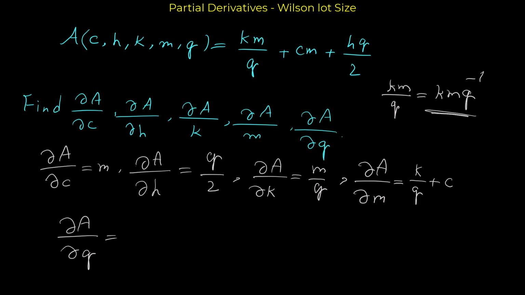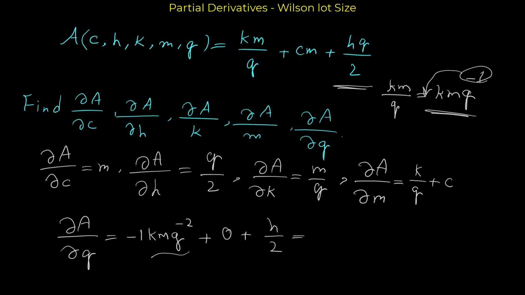If you write Km over Q in this form, then the derivative of this, based on the power rule, we bring this power down to here. So negative 1 Km Q to the negative 2. Derivative of Cm would be 0. For the last term, Q appears in the top. You don't need to use any quotient rule. Q is only in the numerator and H over 2 is a coefficient. Derivative of HQ over 2 with respect to Q is H over 2.